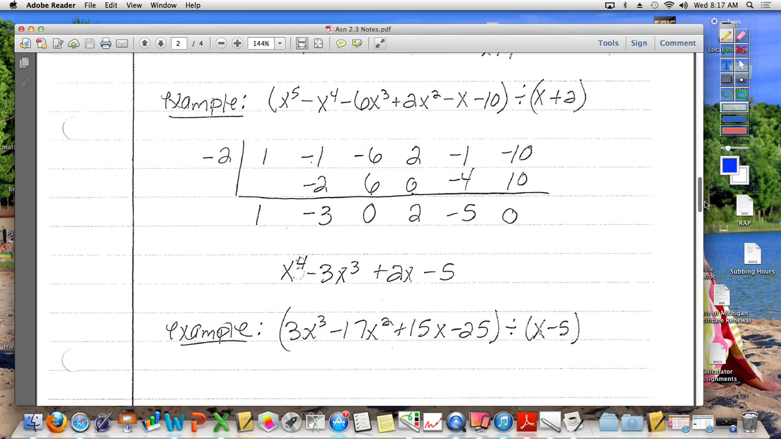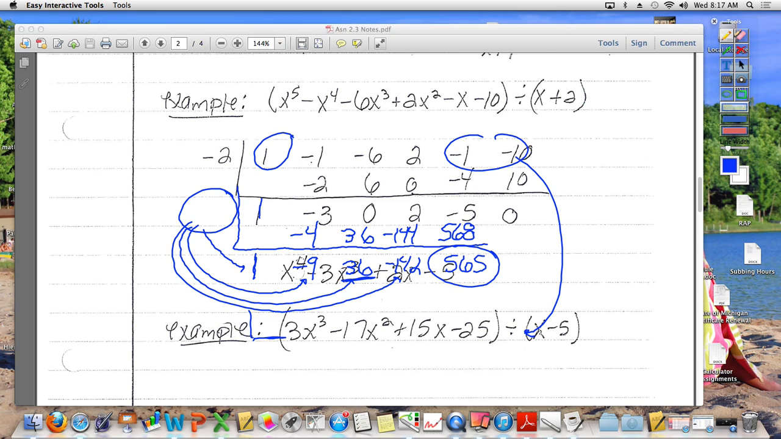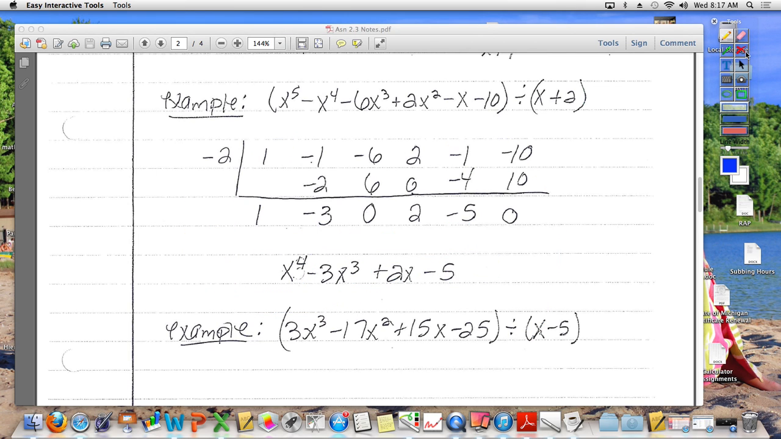Another example. Try this one. x to the fifth minus x to the fourth minus 6x cubed plus 2x squared minus x minus 10 divided by x plus 2.